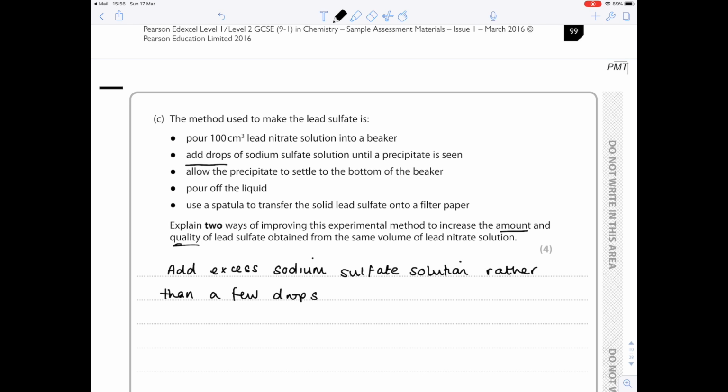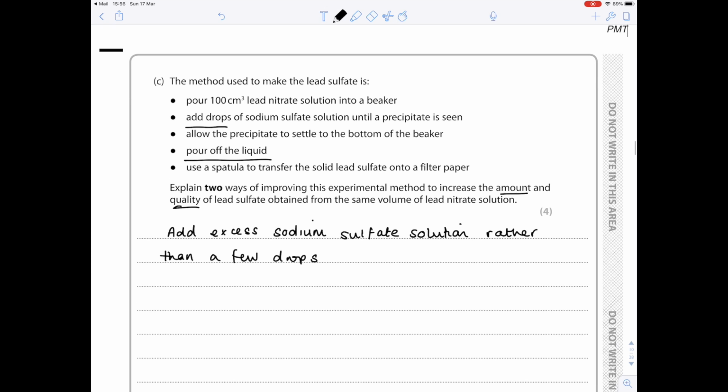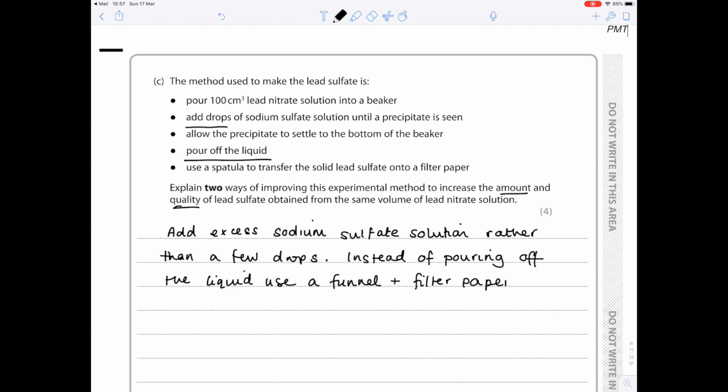And then it says pour off the liquid here, which is a pretty sloppy way of doing it. Really, you want to filter, so you're going to use filter paper and a funnel. So write, instead of pouring off the liquid, use a funnel and filter paper. This also enables any impurities to be removed.